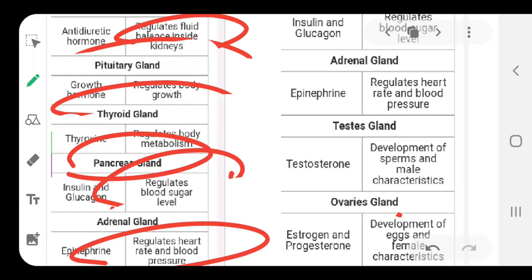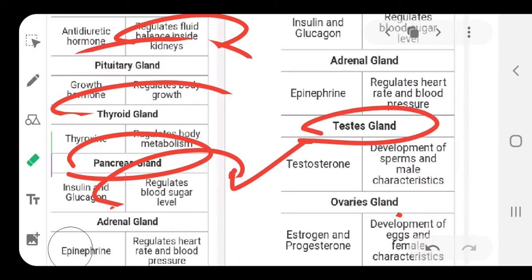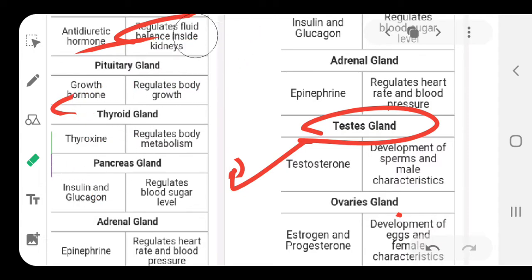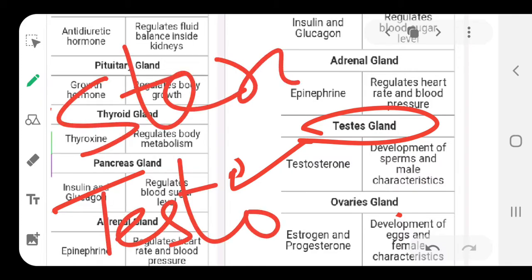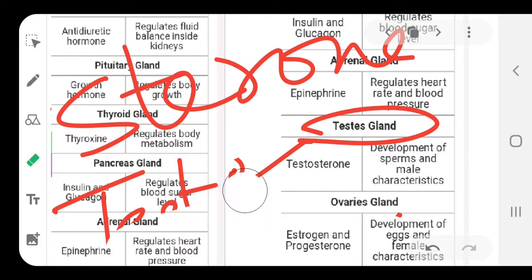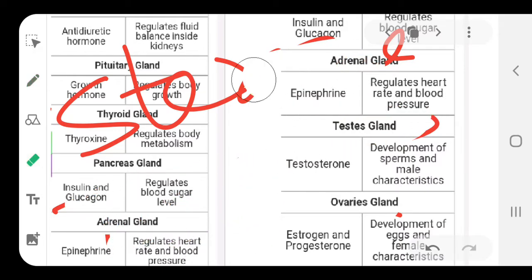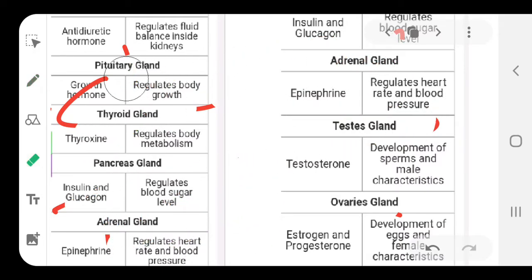Then we have the testes. So it produces a hormone called testosterone. So these names do come in your examination. So write down that secretion called testosterone, and that helps in development of sperm and male features. As we will take this topic, we'll let you know more in detail.